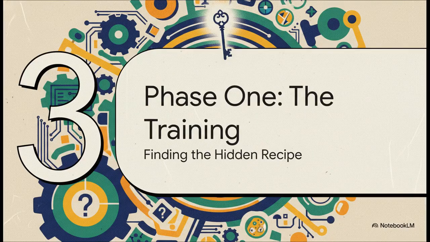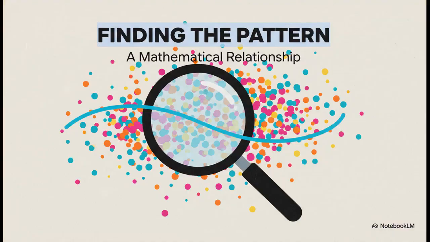Now that we've got our ingredients, we're ready for the first big phase, training. This is where the learning part of machine learning actually happens. And the goal? It's all about finding a secret recipe that's hidden in the data. The entire point here is to look at all that old data, all those X's and the Y's that went with them, and figure out the mathematical rule that connects them. Like, how exactly does the temperature affect ice cream sales? That relationship, that pattern, that's what we're hunting for.